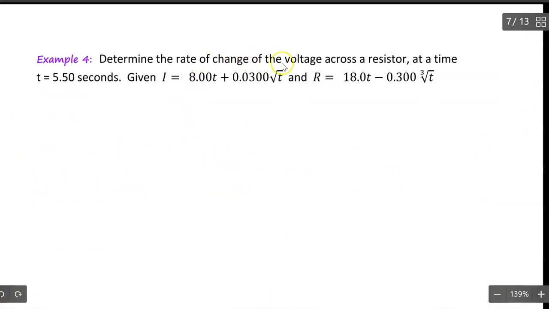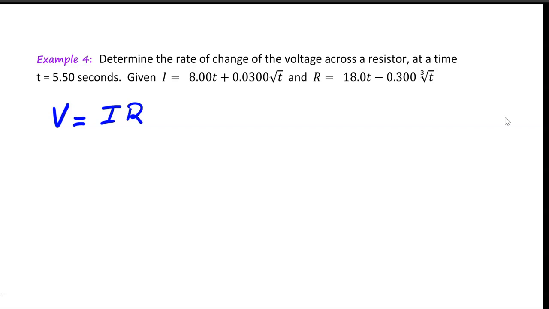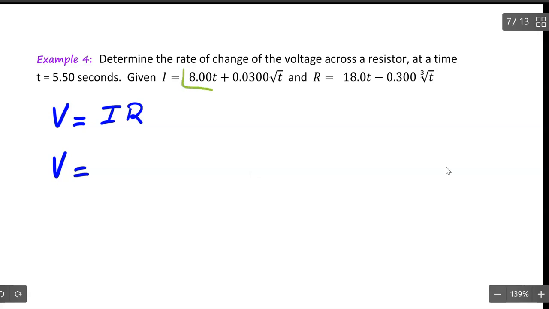It says to determine the rate of change of the voltage across a resistor. So what I will do is write that Ohm's law down. Ohm's law is quite famous, right? We cannot avoid working with any electrical, electronics or circuits without knowing Ohm's law. All right, so I'm going to ask you to multiply these two together, because I is given to me as this and R is given to me as this.